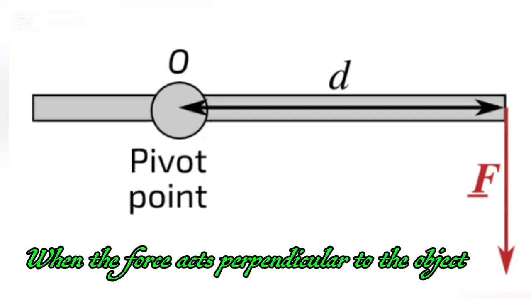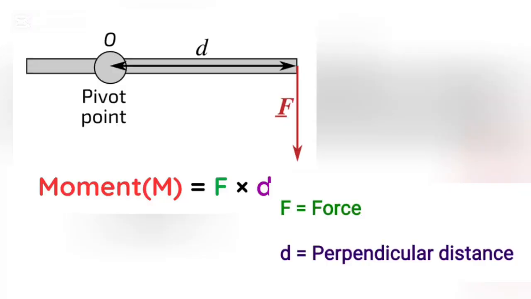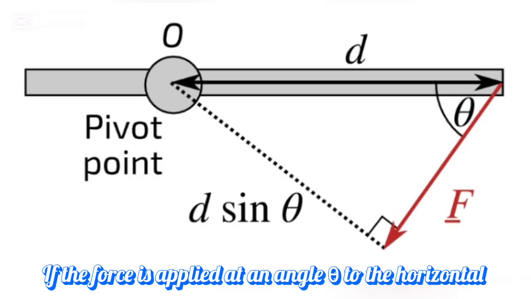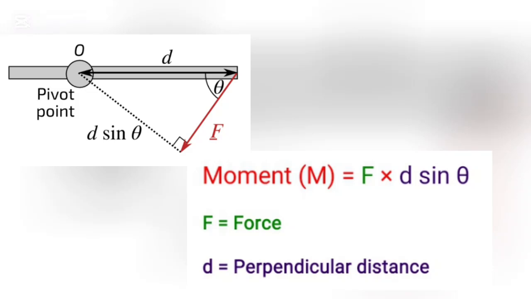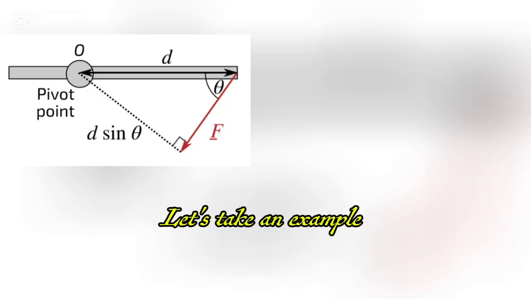When the force acts perpendicular to the object, moment M is equal to force times perpendicular distance. That is, M = F × d. If the force is applied at an angle theta to the horizontal, M = F × d × sin θ. Let's take an example.